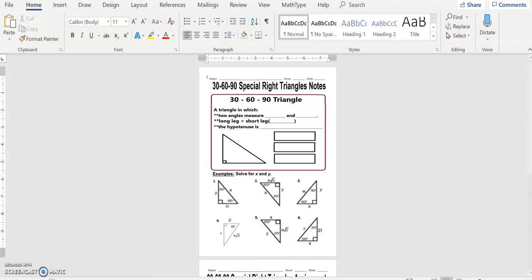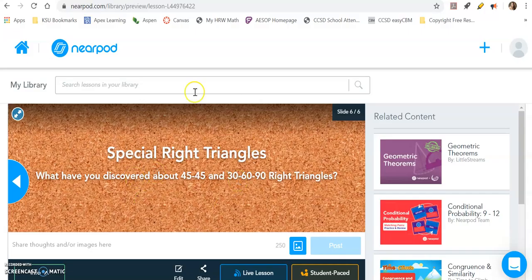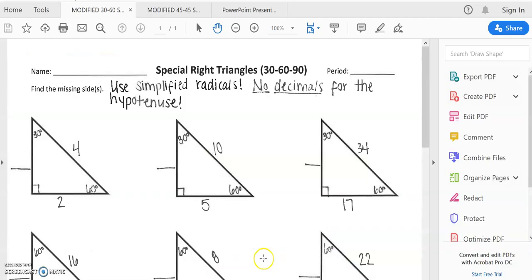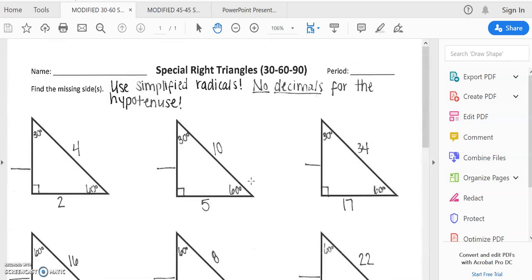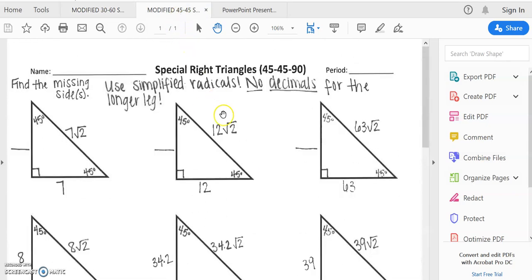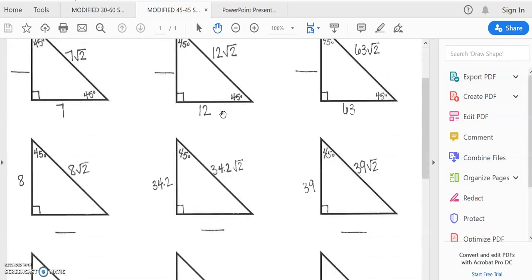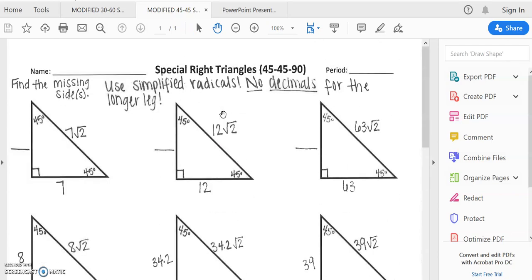Now, as differentiation, just in case the GeoGebra was overwhelming for some of my students, depending on level, there is a non-technology-based section that you can use. It's the same premise, a little bit different, but finding the pattern for these triangles as well. It's just a modified version for them.